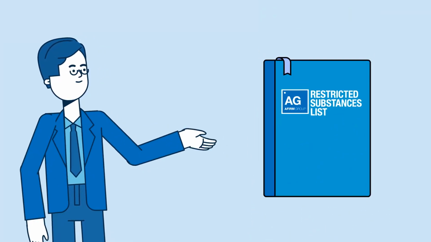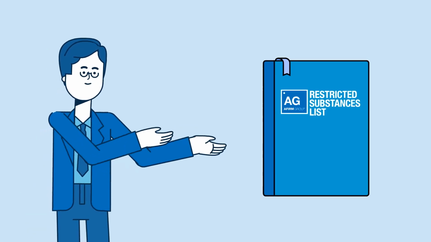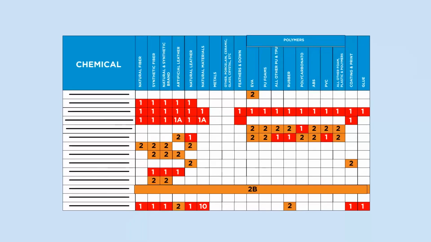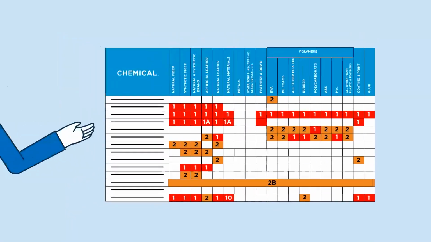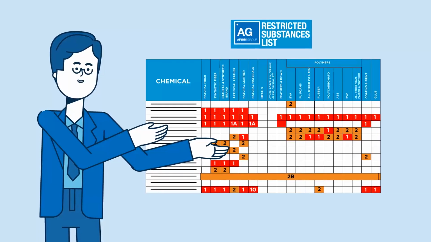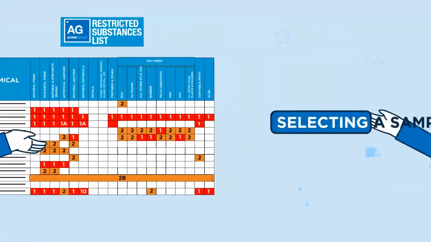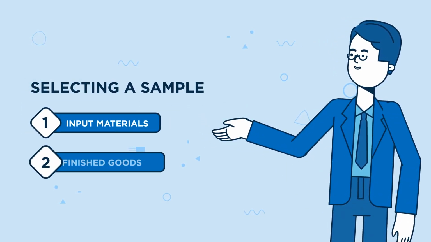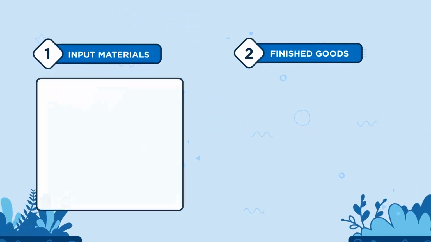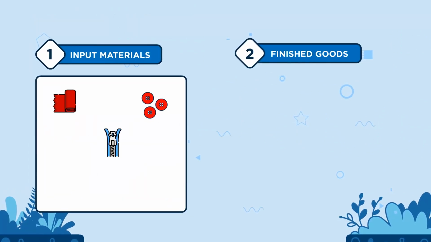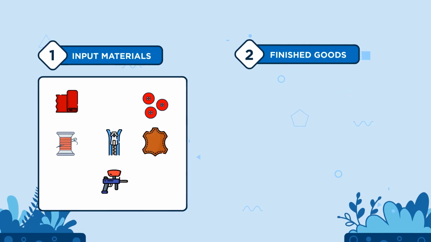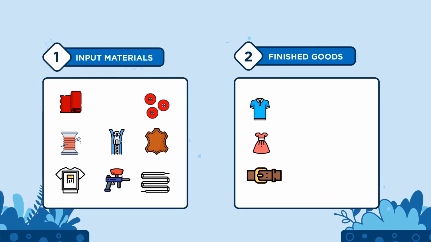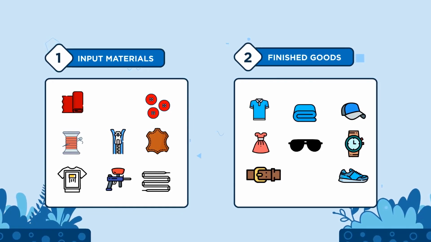The Affirm RSL has a test matrix that provides guidance as to what chemicals are likely to be found in which types of materials. There is a separate video on understanding the Affirm RSL. But for this video, we need to know that there are multiple materials covered by this RSL. Now, let us talk about selecting a sample for RSL testing. There are generally two types of samples. Input materials, such as fabric, buttons, zippers, thread, inks, leather, etc. Or you can have finished goods such as shirts, dresses, belts, shoes, hats, bed sheets, etc.